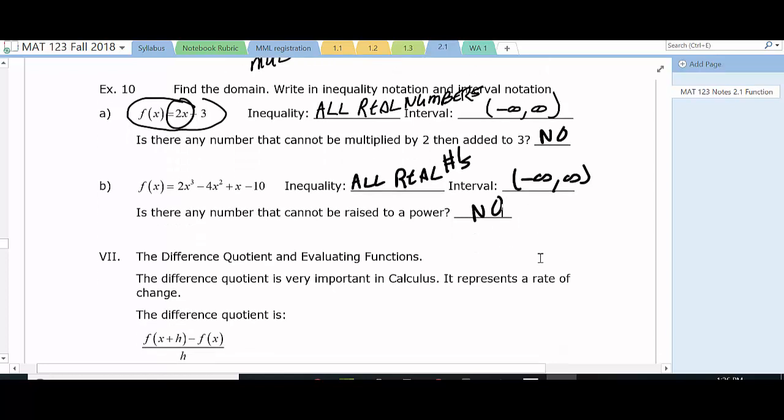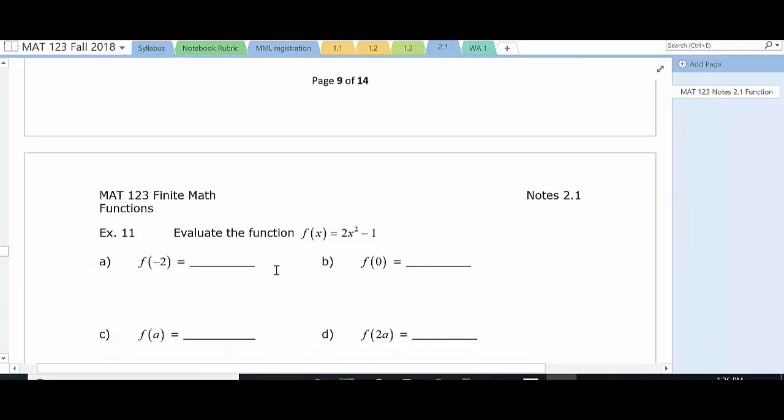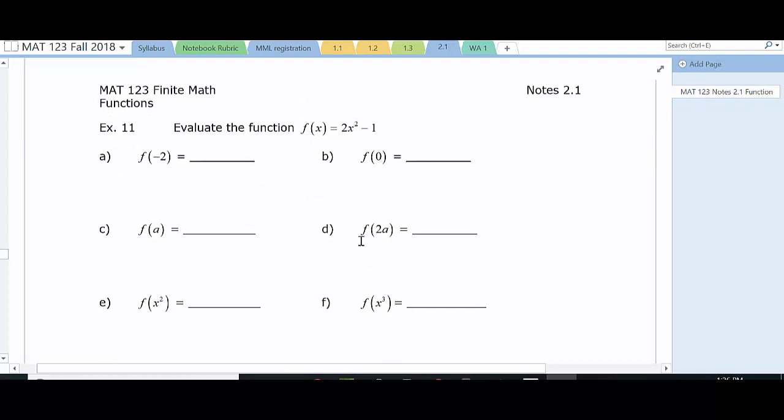Okay, the next thing is difference quotient, we're going to talk about that in a little bit. I'm not going to talk about this yet, but a little bit further in your handout, we're going to talk about difference quotient and work with that, because you're going to need to know that if you're going to take business calculus next semester.